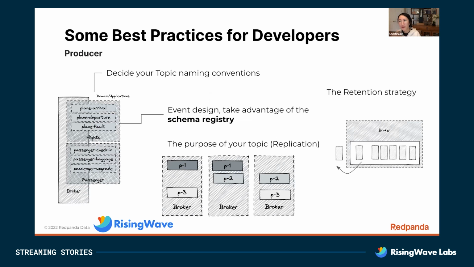I really want to talk about this for developers. These are things I see a lot. Some best practices when you're trying to stream data: first of all, I see people just ad hoc creating topic names, which is okay.